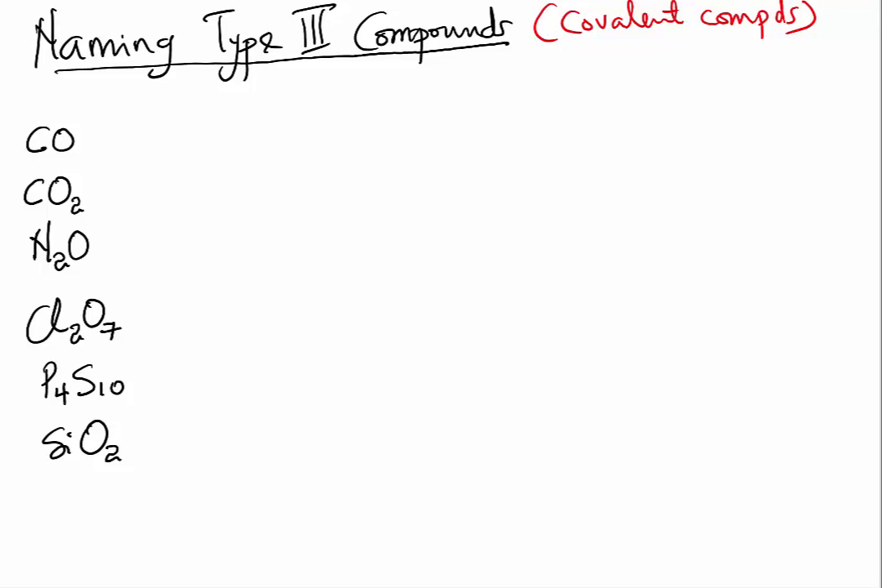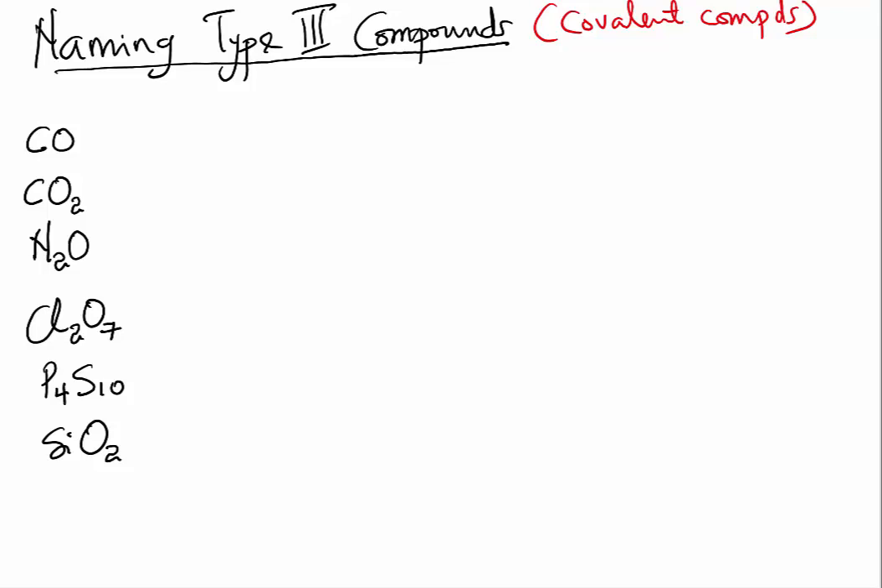Take a look at all the 6 compounds right now. CO, CO2, N2O, Cl2O7, P4S10, SiO2. All of them have no metal in them. And naming type 3 compounds is as simple as knowing how to count 1 to 10 in Greek.